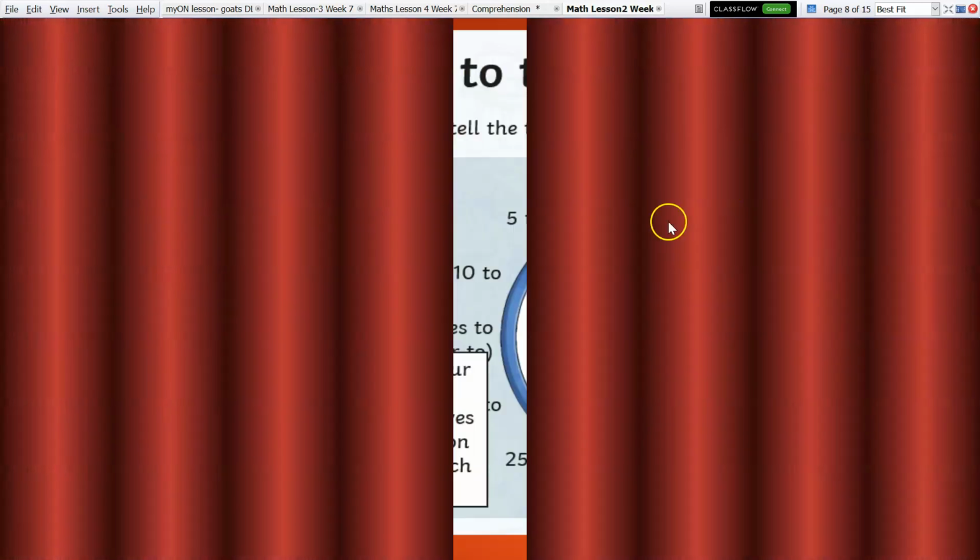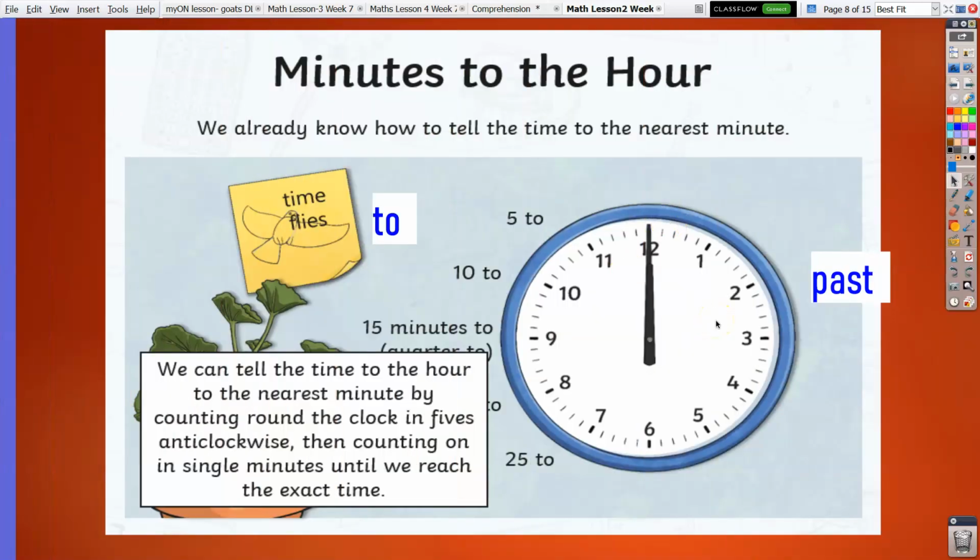Now, let's read the clock by the minutes to the hour. Now let's focus on the left side. Okay, so from 12, we count anticlockwise to the left, starting with 12, 5 to 11, 10, 15 or quarter, 20, 25 to the next hour.